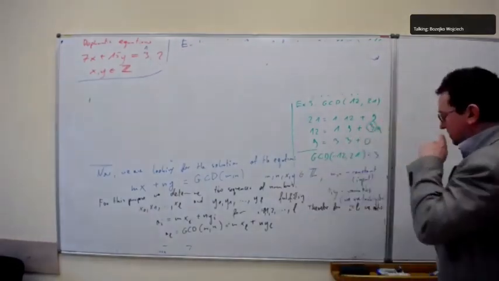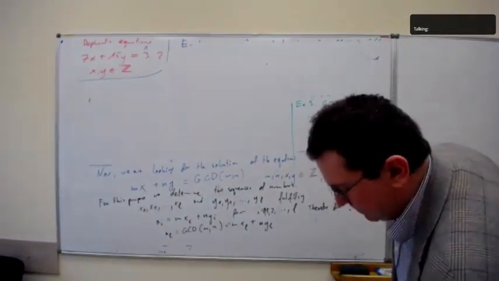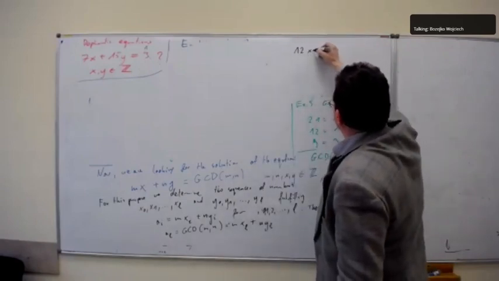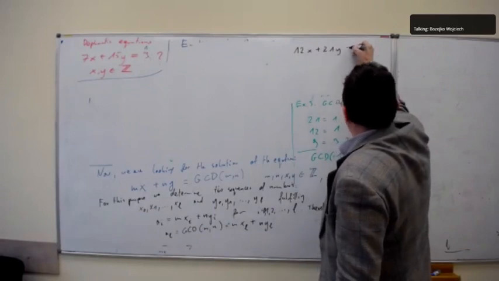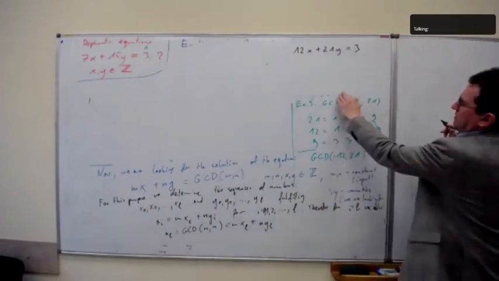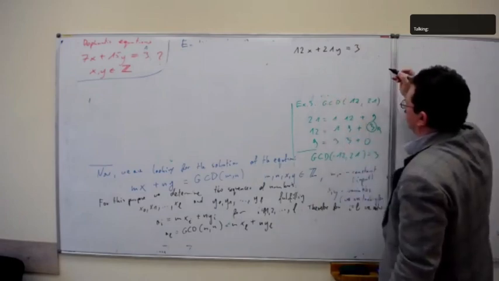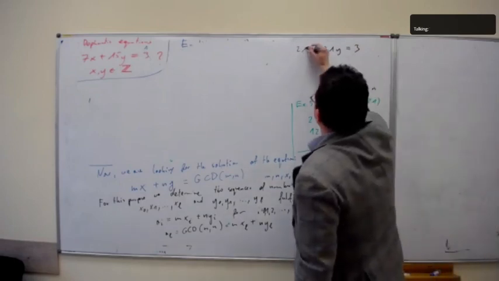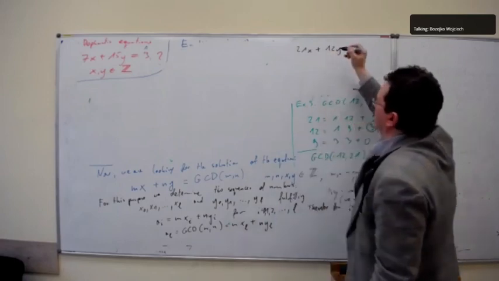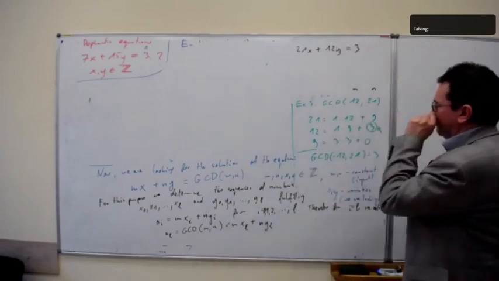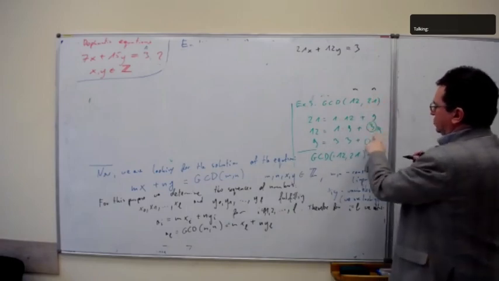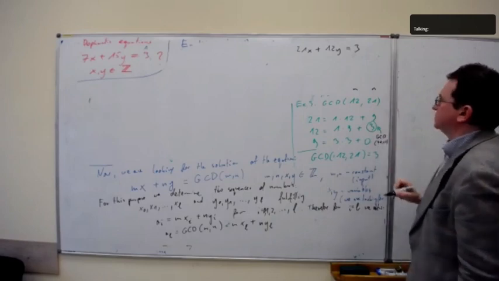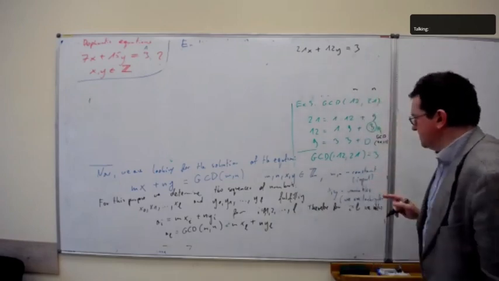Let us imagine that we have such an equation: 12 times x plus 21 times y equals 3. It doesn't matter which is n or m. Let us write it in such a way that n will be greater than m. This is m, this is n, and this is the greatest common divisor of 21 and 12. So how do we determine these numbers?